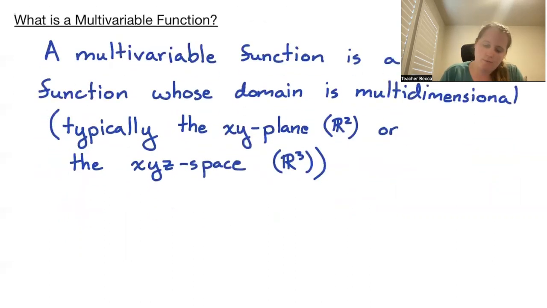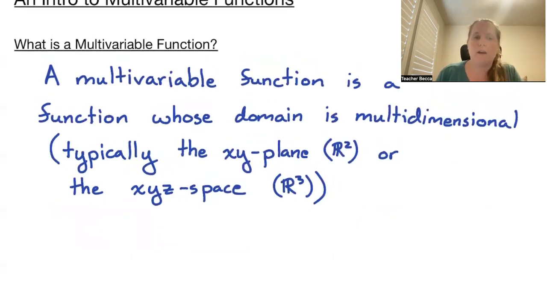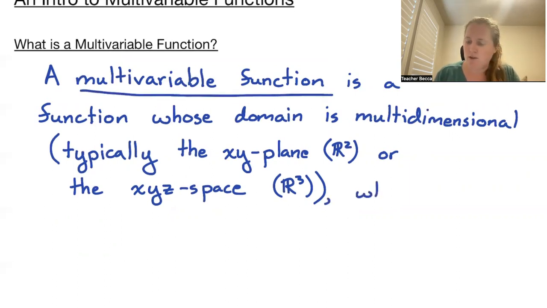So for example, this is the domain, and then the function puts out a real number. So a multivariable function is a function whose domain is multidimensional, which has real numbers as outputs.